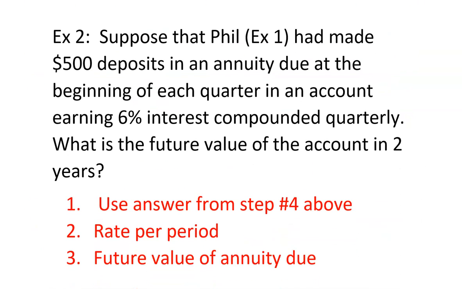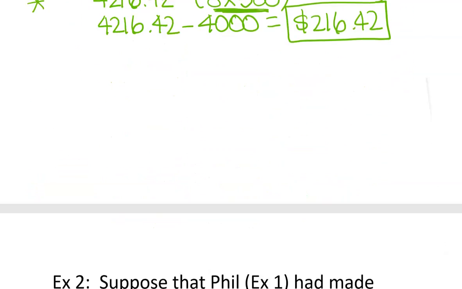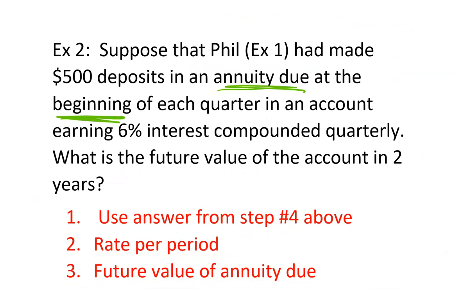Now, how do you do the future value of an annuity due? So suppose that Phil in example 1 had made $500 deposits in an annuity due at the beginning of each quarter in an account earning 6% compounded quarterly. So the other percents are the same. So what we're going to do is use the answer from step 4 above. So step 4 was 4216.42.